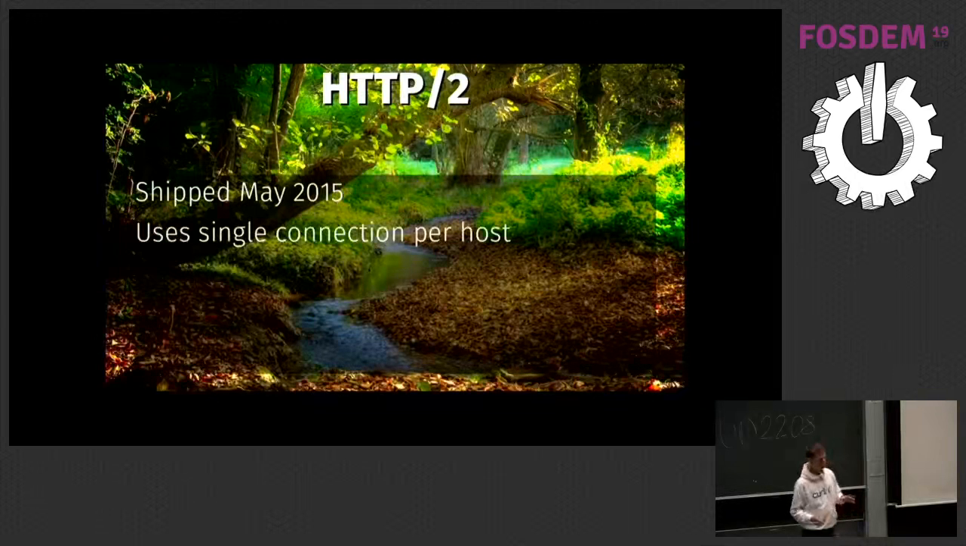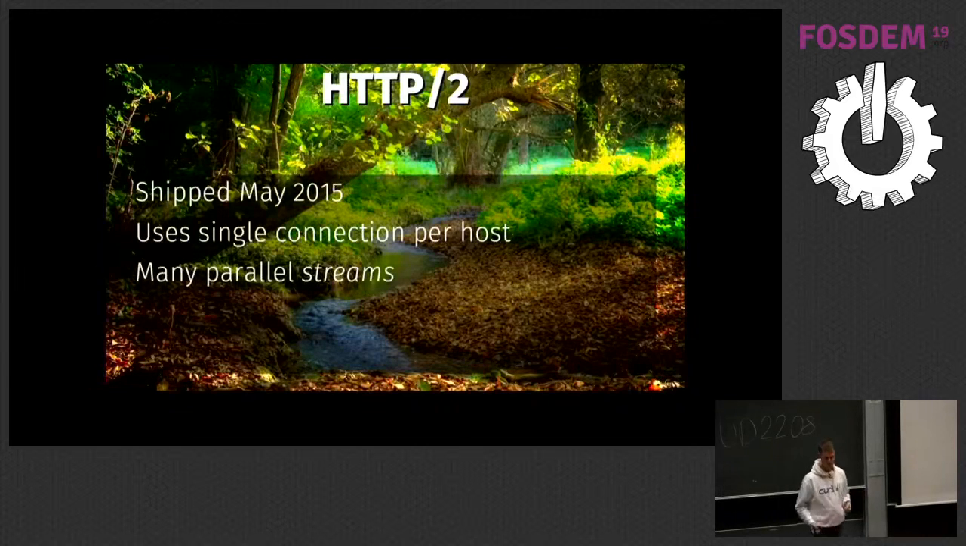So it uses then 1 connection per host, no more 6 connections per host, 1 connection per host. And no more using funny host names to create new connections. And instead we do a lot of parallel streams within those connections, right? Typically you have 100 streams over a single connection. You can actually negotiate that, but I think 100 is by far the majority value used.